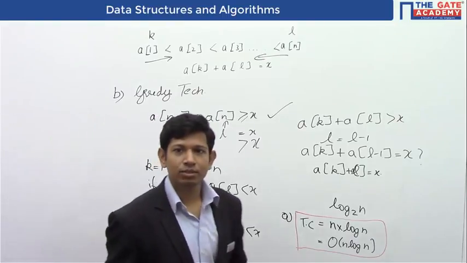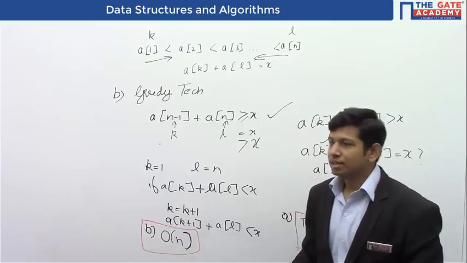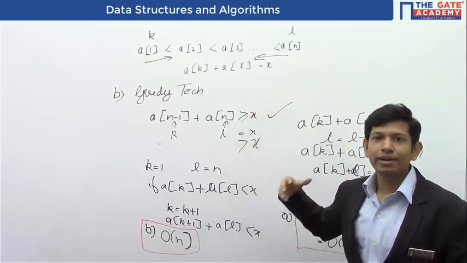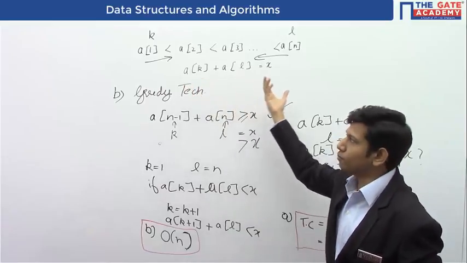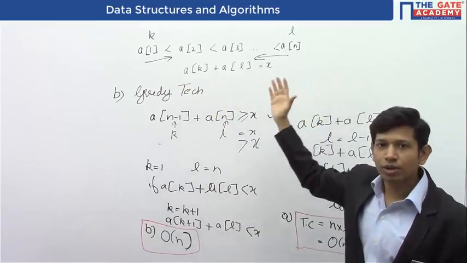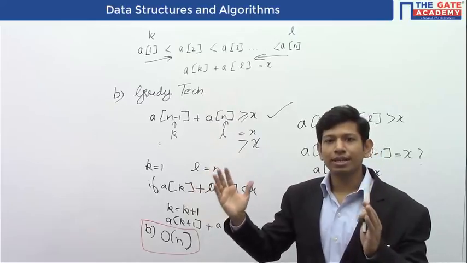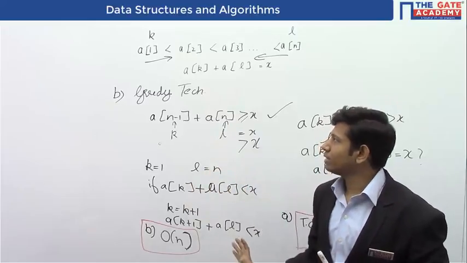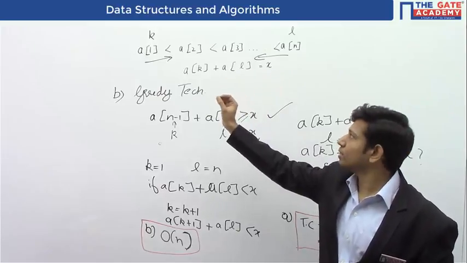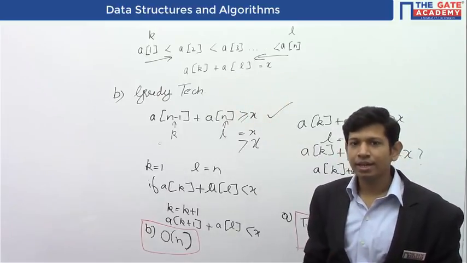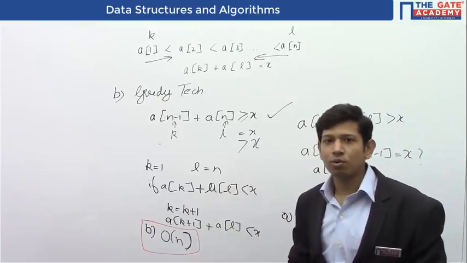So how are we getting this order of n time complexity? Since we are traversing this array only once, either we are moving from the leftmost end to the rightmost end, or from the rightmost end to the leftmost end, or from both ends towards the center. In all three cases, somewhere in the middle, both k and l will meet. In any of these cases, we have traversed the array only once.